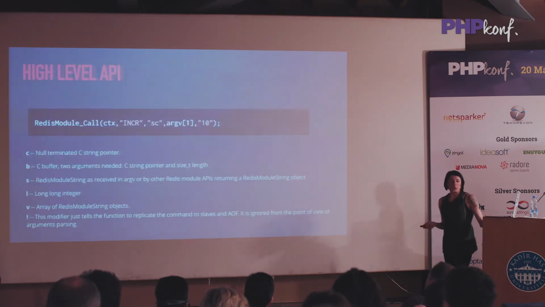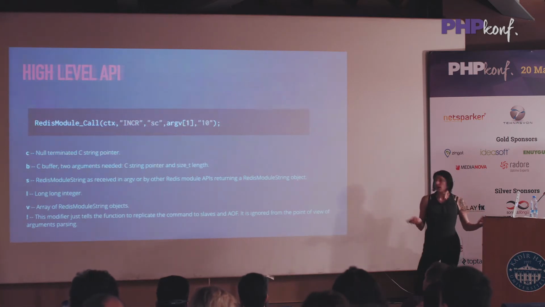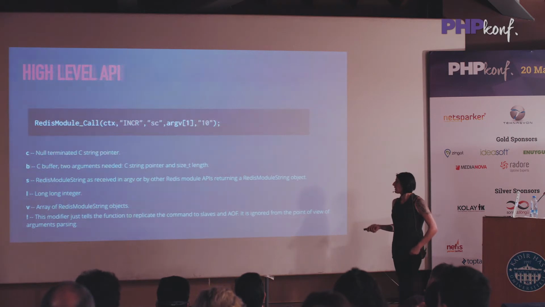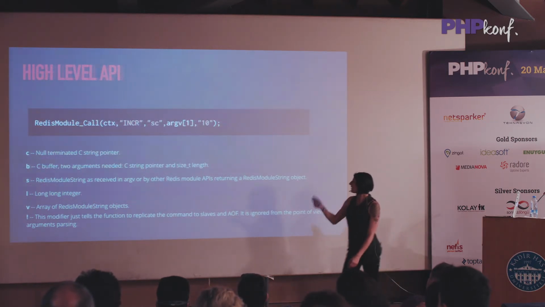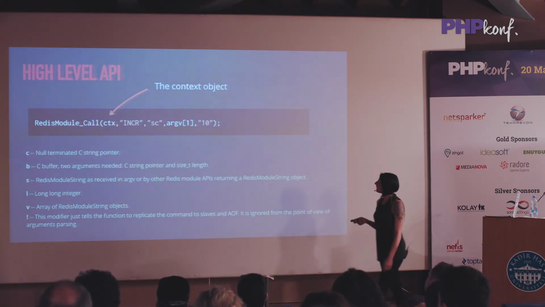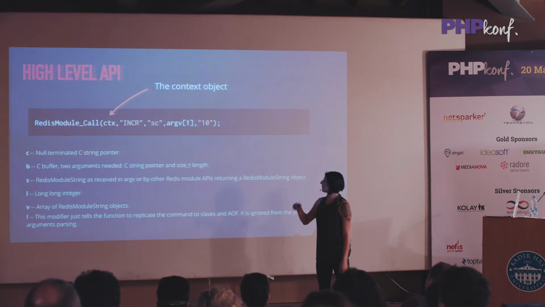So let's see a few basic examples, really basic examples. In the high-level API, this is like the only function that is exposed. Redis module call. In it, we are passing the context object, which the developer shouldn't need to know anything about. It should be opaque to the developer.